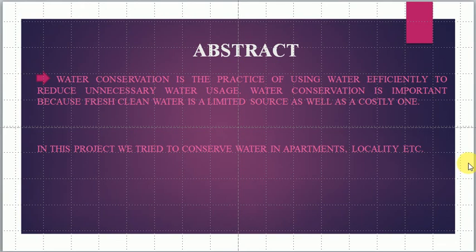The main theme of this project is to overcome the water problems in our daily life and in the present scenario, where we are using a lot of power and a lot of water. Water conservation is the practice of using water efficiently to reduce unnecessary water usage. It is important because fresh clean water is a limited resource as well as a costly one nowadays. We try to conserve water in apartments, localities, buildings, and moreover in colleges or hospitals.